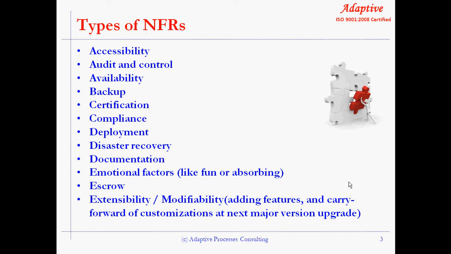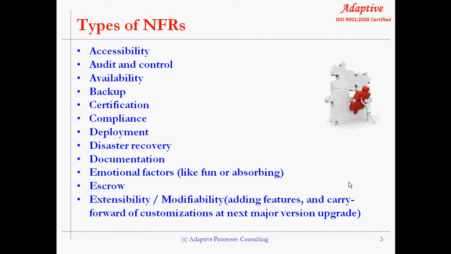Certification requirements come from the application if it is to be used for a particular purpose. So for example, if it is intended to be used by the payment card industry, then it must be certified against PCI DSS compliance. Compliance requirements can come from customer or government or your own organization.